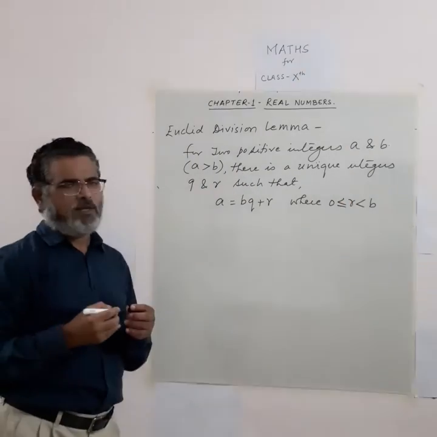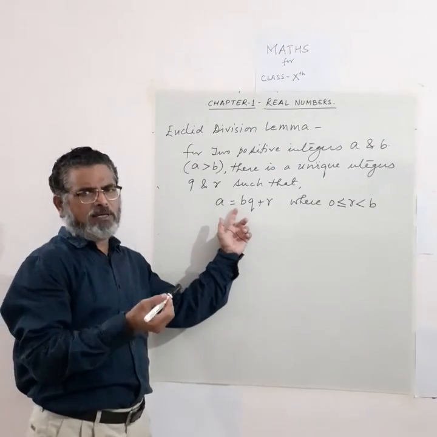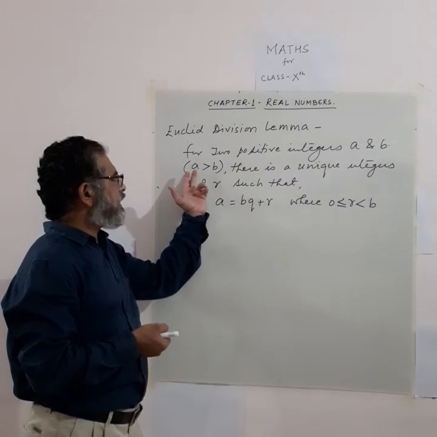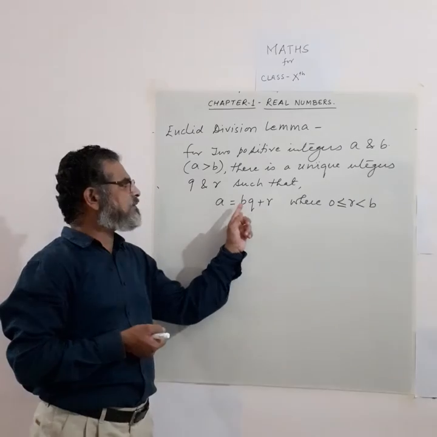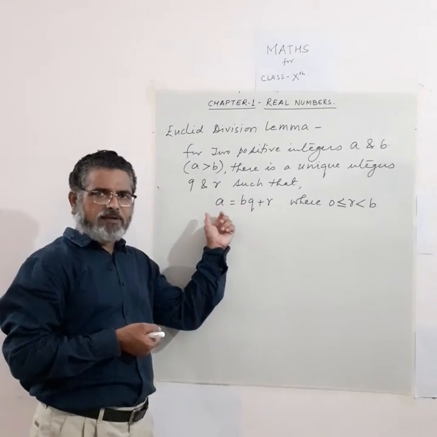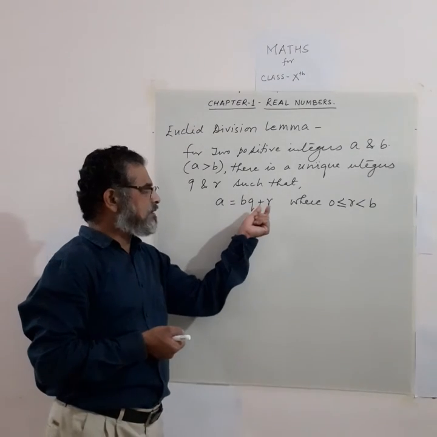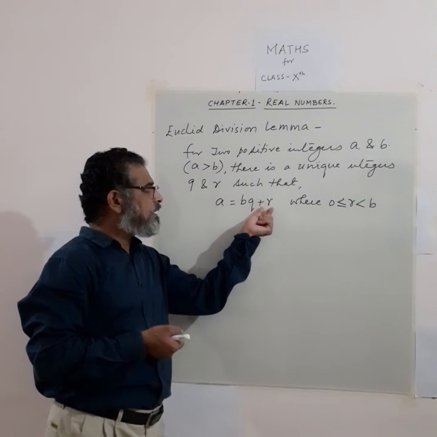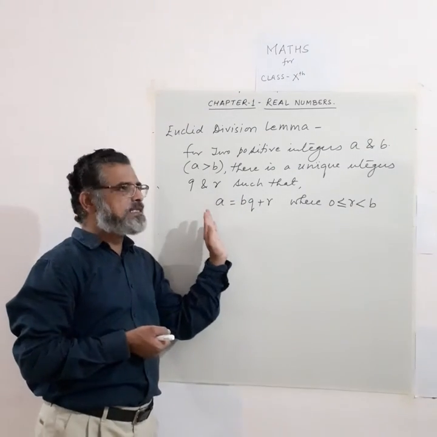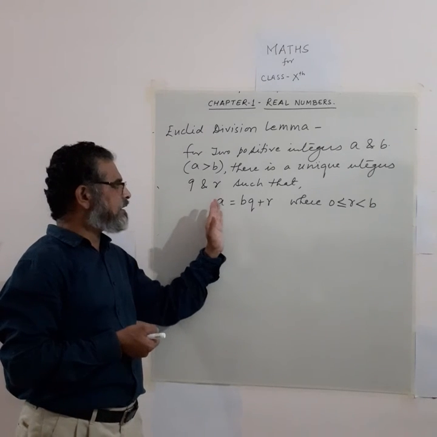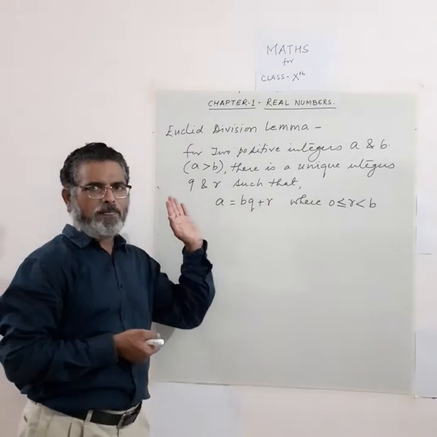What is that? Basically, a and b are the two numbers, as we have done in earlier classes. When a is greater than b, and a is divided by b, b is the divisor. After division, we get a quotient and a remainder. The remainder is either 0 or less than b. So this is nothing but dividend equals divisor into quotient plus remainder.